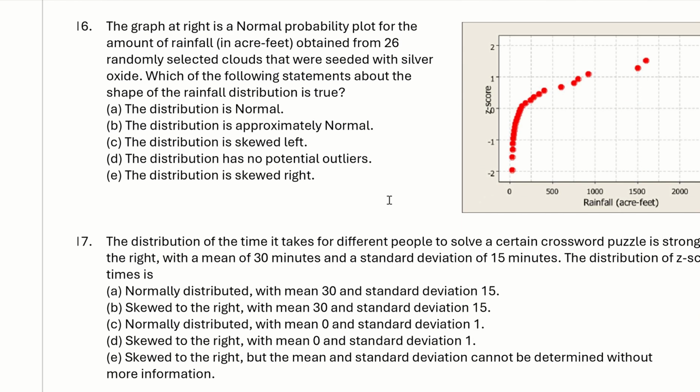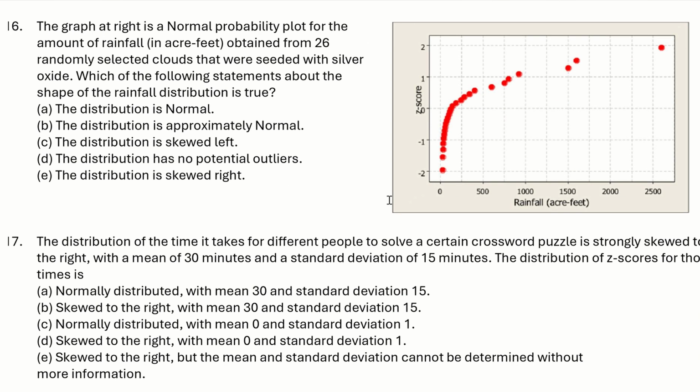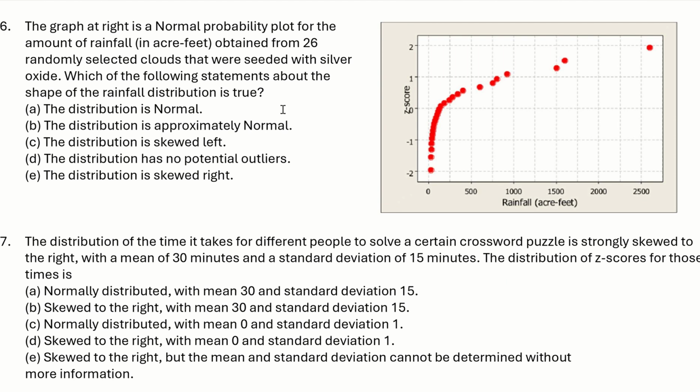All right, number 16. The graph at right is a normal probability plot for the amount of rainfall in acre-feet obtained from 26 randomly selected clouds that were seeded with silver oxide. So they seeded them with silver oxide and then they measured the amount of rainfall. Which of the following statements about the shape of the rainfall distribution is true? All right, distribution is normal. Is that true?